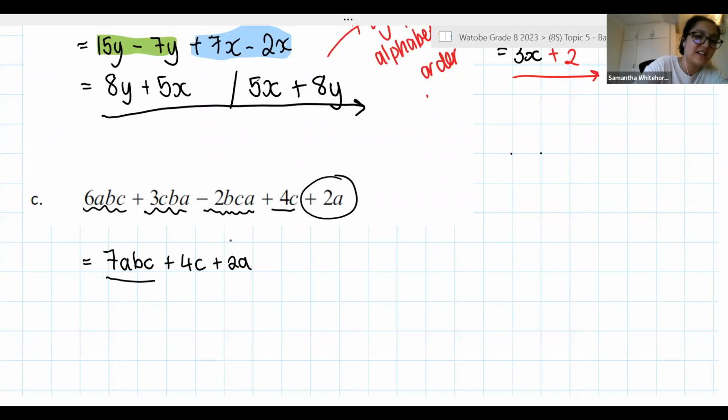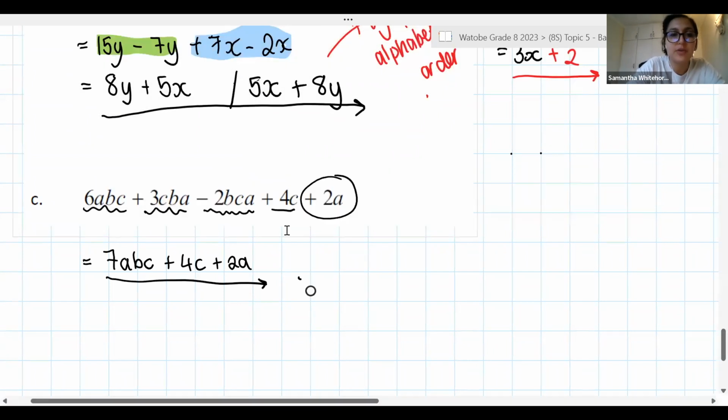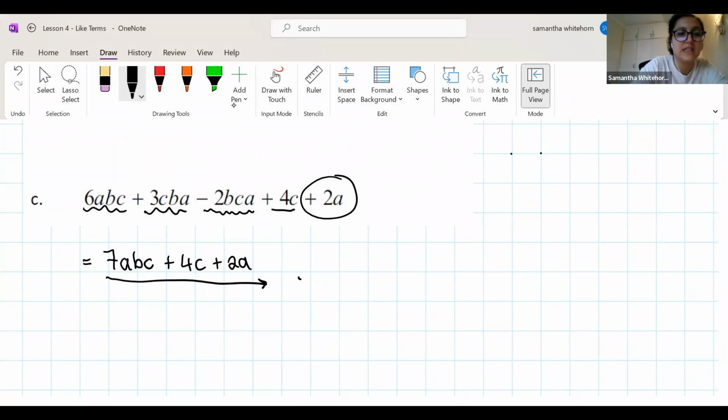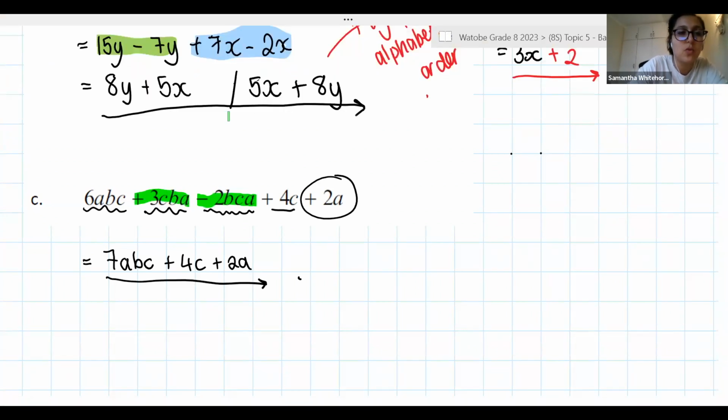Excellent, well done. So guys, that's it. Because C and A are different variables, those are not like terms. I can't do anything with that. So they have to stay as separate terms. However, we can say that the 6ABC, the 3CBA, and the 2BCA are like terms, because even though the variables are in different orders, they all have the same variables.